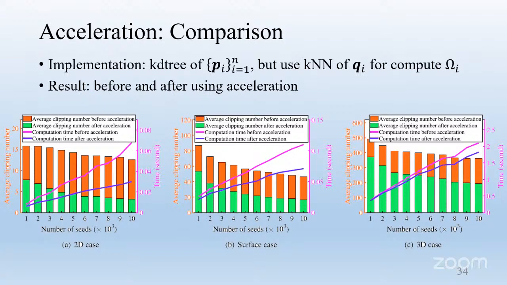The conclusion is demonstrated by this experiment. We compare the clipping numbers and the computation time before and after using the acceleration on different domains. All the three figures show that the clipping number and the time cost are both reduced after we use the acceleration, so the efficiency of our method is promoted in all cases.